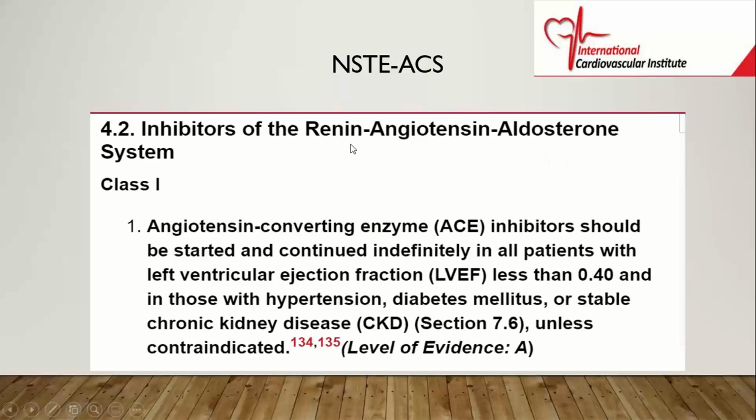The renin-angiotensin-aldosterone system, those medicines: the ACE inhibitors, the ARBs, and the Aldactone. So ACE inhibitors should be started and continued indefinitely in all patients if the ejection fraction is less than 40%. So, the patient is now in the hospital and you do your echo and they have acute coronary syndrome. If the ejection fraction is less than 40%, they should be on an ACE inhibitor. If they're intolerant to ACE, or the ACE is contraindicated, then you can use an ARB.